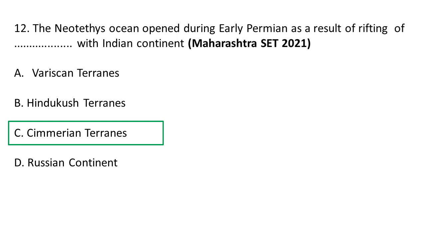As the Cimmerian terrain moved from Gondwana to Eurasia, the Paleotethys closed and the Neo-Tethys opened. And the opening of the Neo-Tethys separated the Iranian terrain from the Arabian margin of Gondwana. So C. Cimmerian terrains is the correct option.